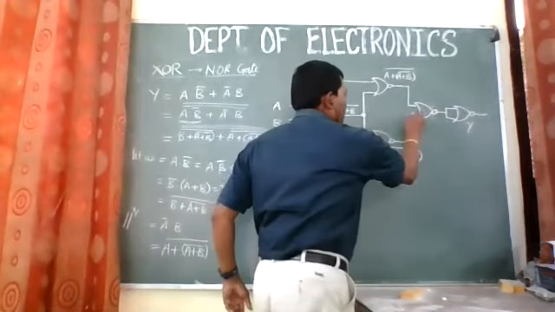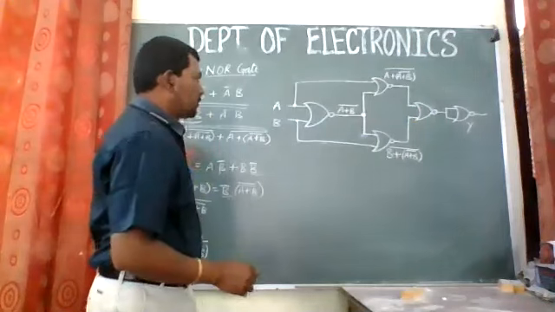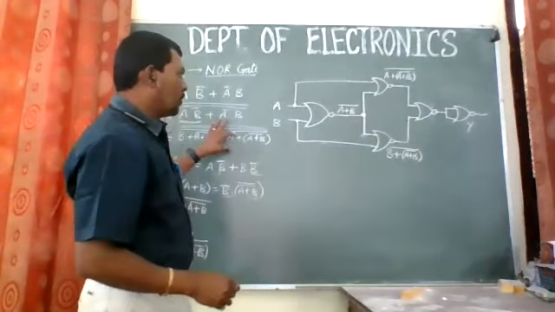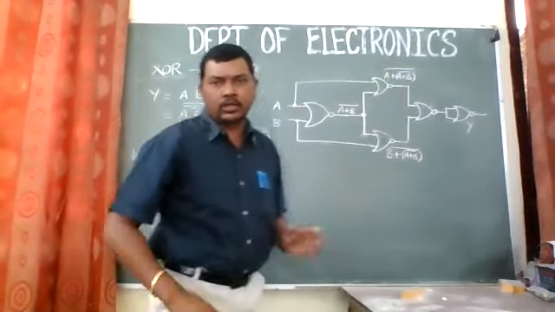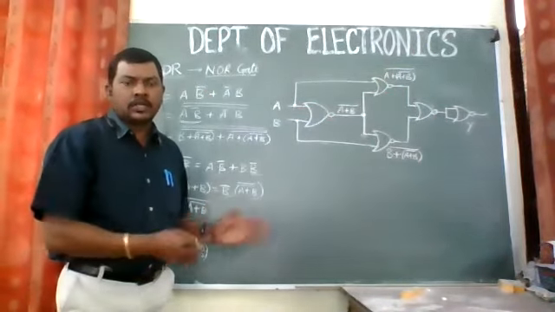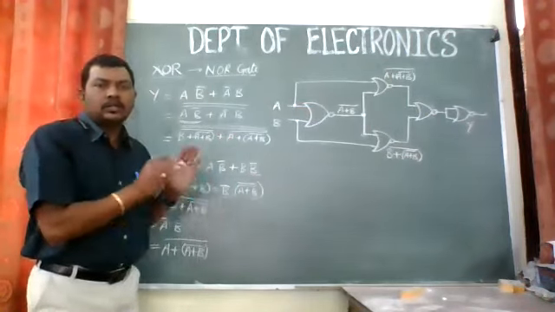Then we have given to this NOR so that we get this equation. That is the first complement, and then we need to invert it. So we have used a NOT gate using NOR gate. This is how we can implement the circuit by using NOR gate only.